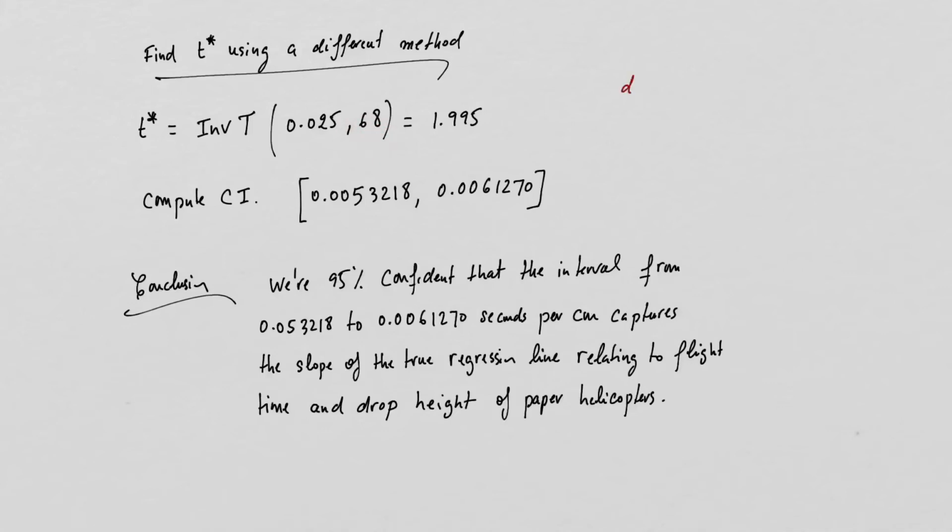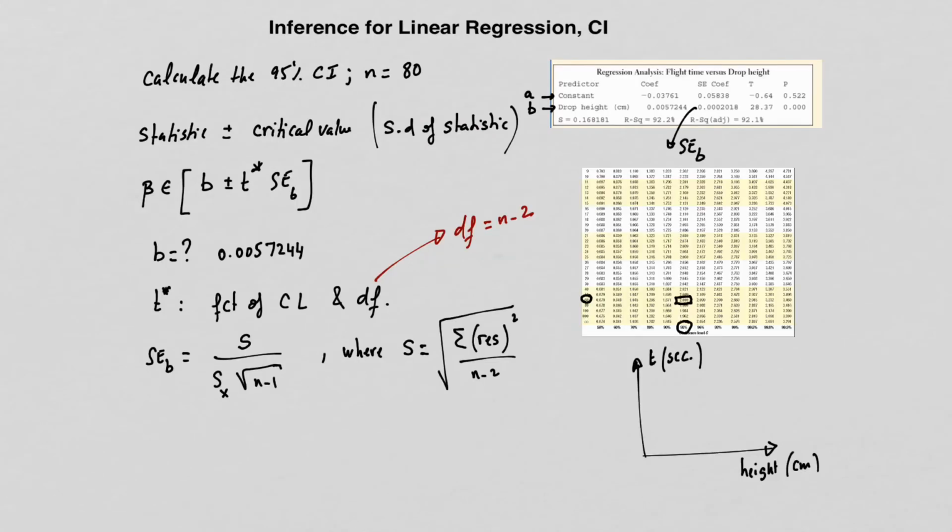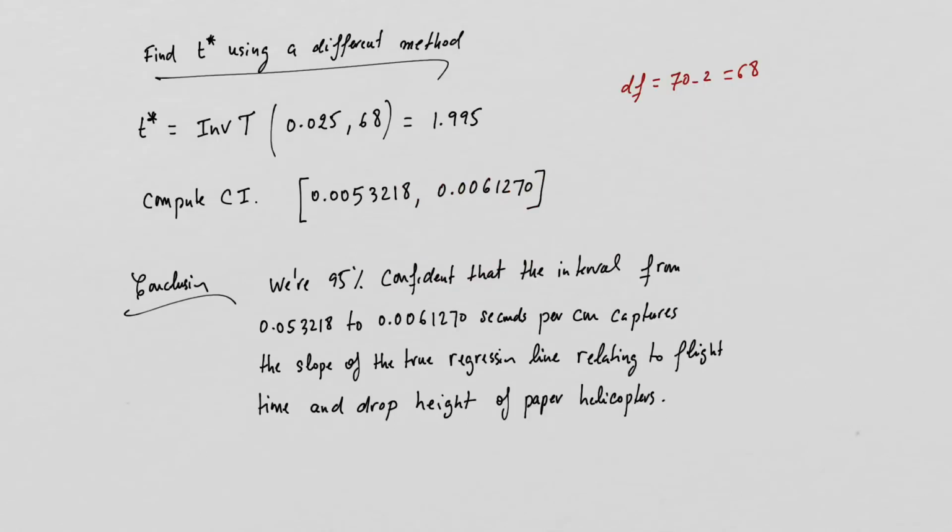Degrees of freedom is 70 minus 2, which is 68. And that is the precise value. And you put it in here, and you get t. So this is more accurate. 1.995 is more accurate than 2.000, okay? So I would suggest you use this one, of course. And you can compute your confidence interval.